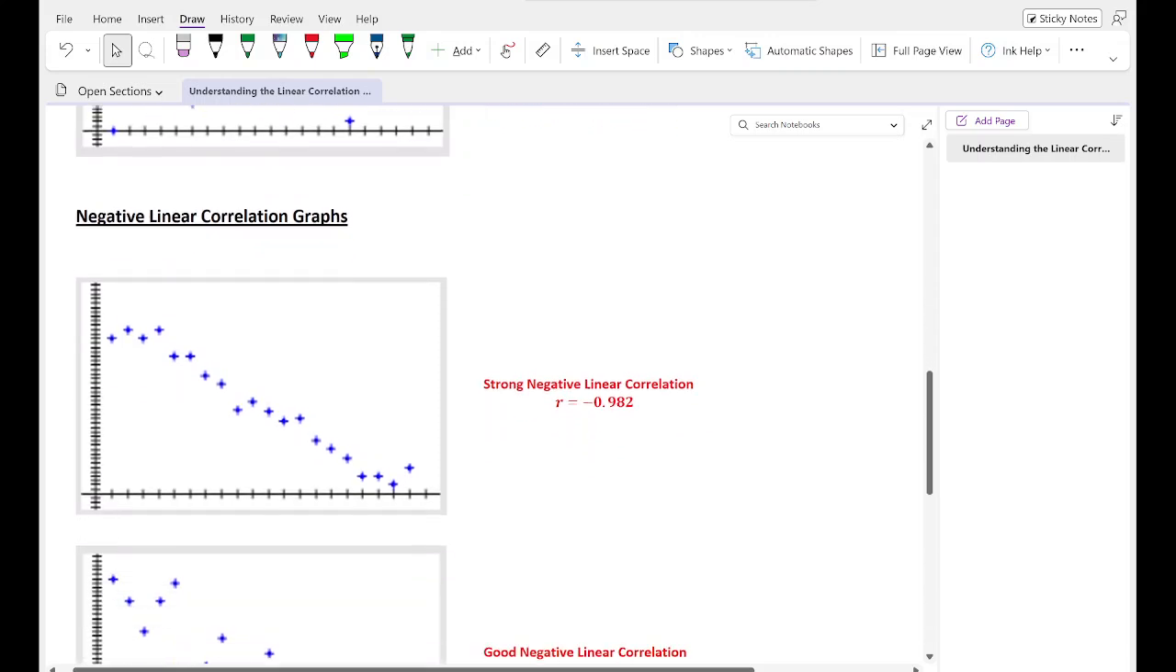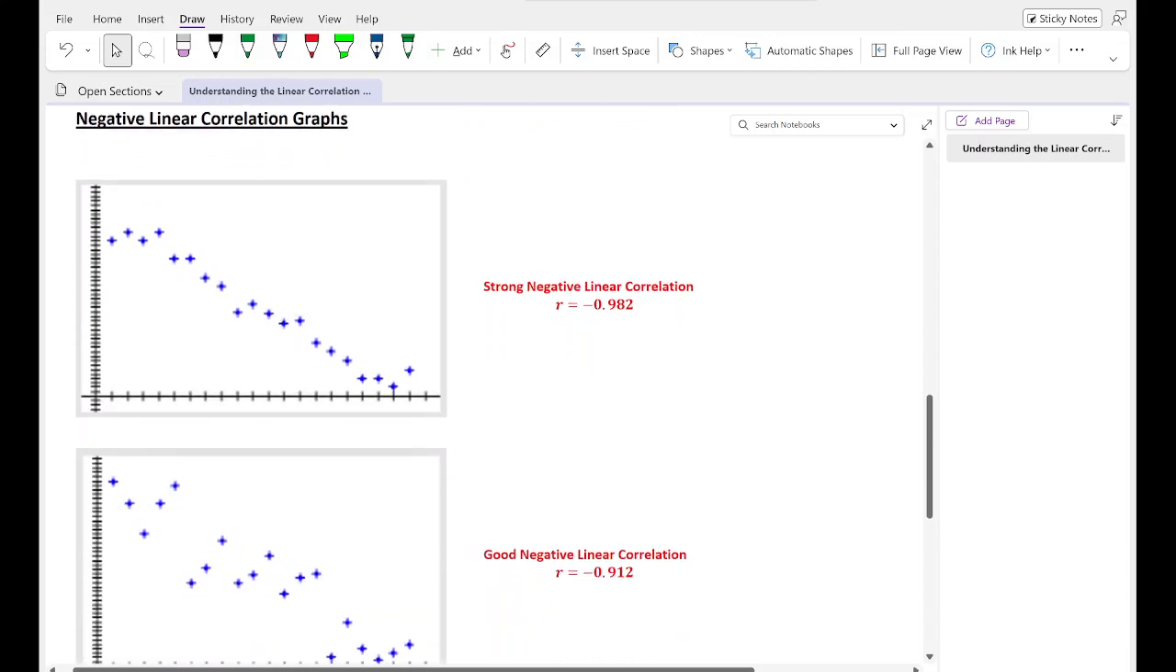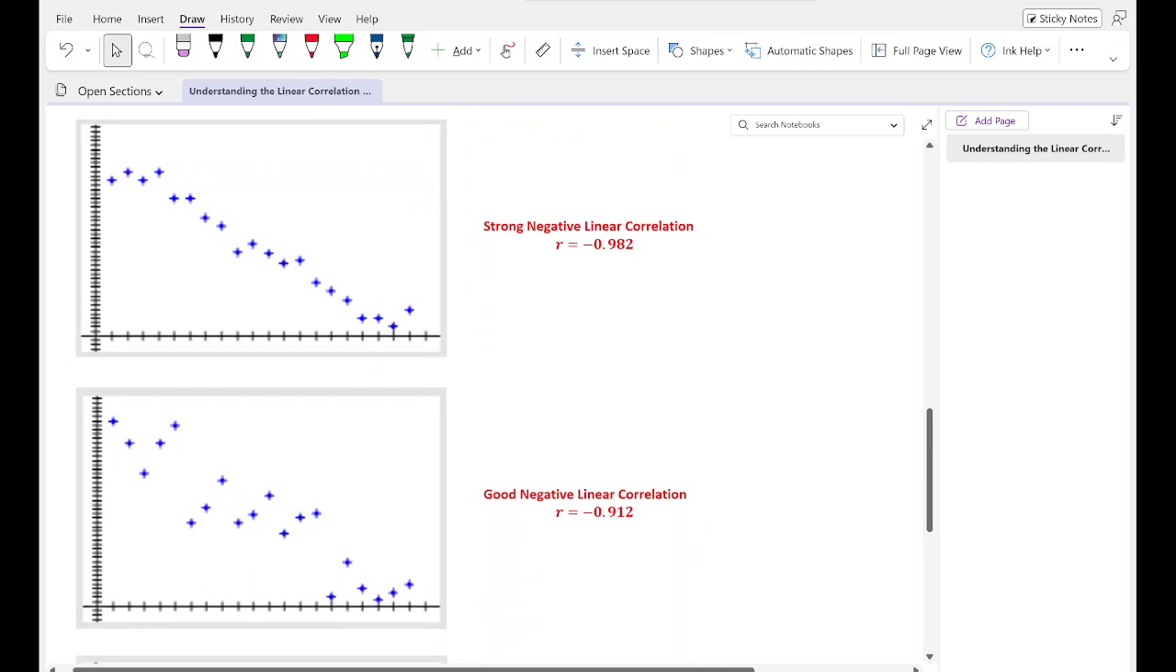Next, we're going to look at some negative linear correlation graphs. We're going to start off with a strong negative correlation, negative 0.982, and you can see this graph starts up high and then goes down, kind of in a straight line, but not an exact line. It bumps a little bit here and there, but it's still mostly a straight line. But this is going down, so we call this a negative linear correlation. It's strong because it's kind of like a straight line.